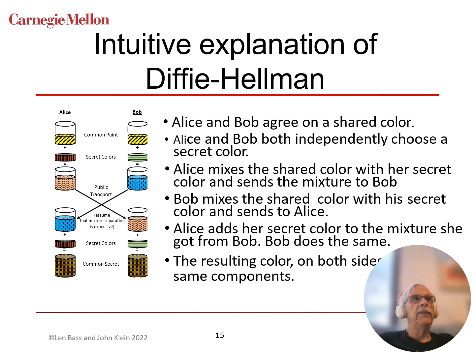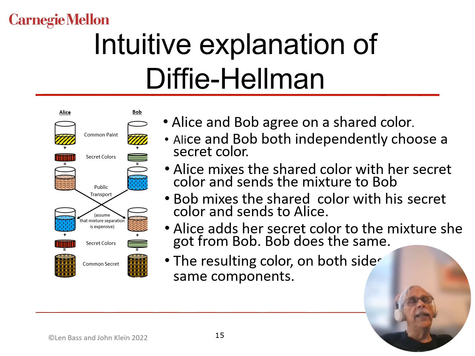Okay, and this is the essence of the algorithm, that if somebody is eavesdropping, they can't decode what the individual colors were. And now Alice adds her secret color to the mixture that Bob sent, and she has a mixture which consists of the shared color, her secret color, and Bob's secret color. Bob adds his secret color to the mixture that Alice sent, and now he has a mixture that consists of the shared color, his secret color, and Alice's secret color. So they both have the same mixture.